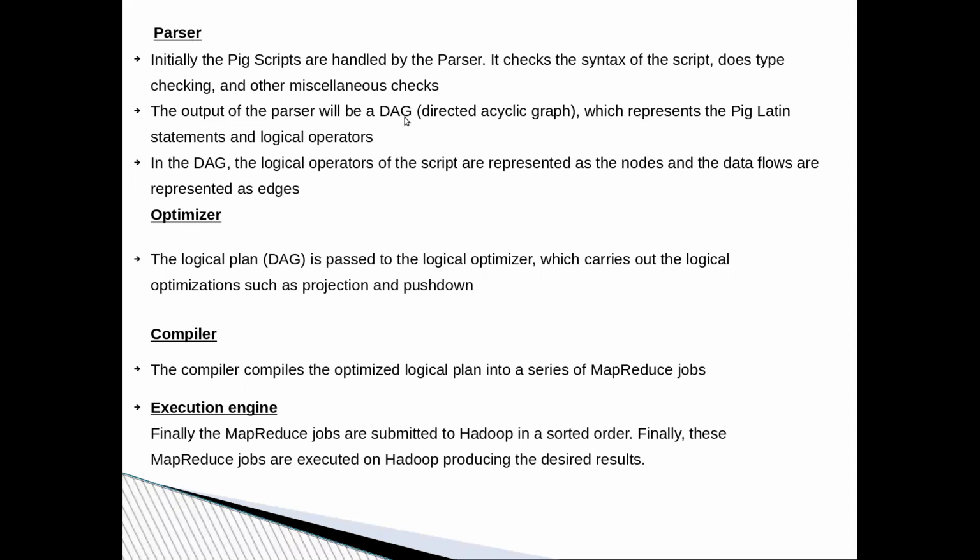Then this DAG is passed to the logical optimizer, which carries out the logical optimization such as projection and push down. Then it is further given to the compiler, which would compile this plan into a series of map reduce jobs. And then the map reduce jobs are submitted to Hadoop in a sorted order, and finally these map reduce jobs are executed on Hadoop, producing the desired results.